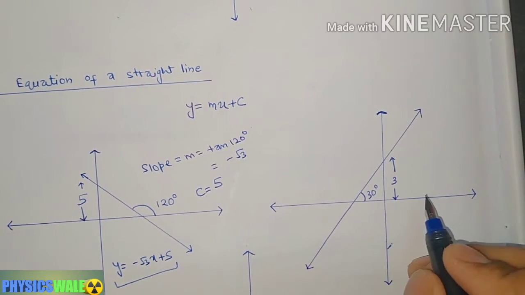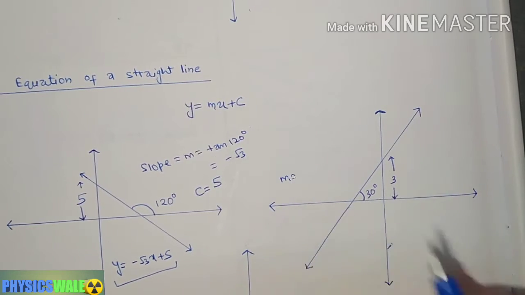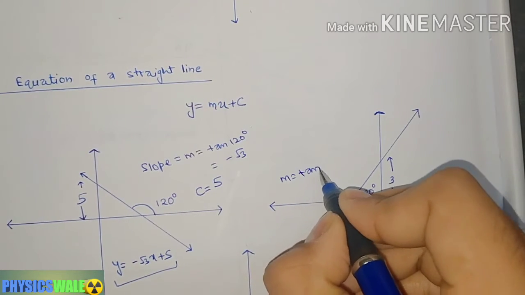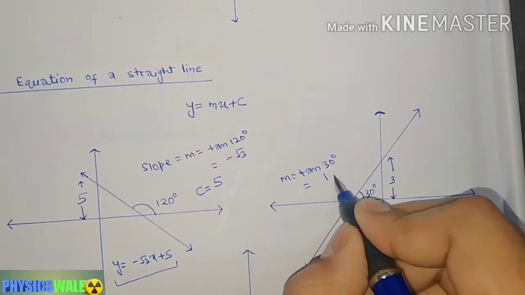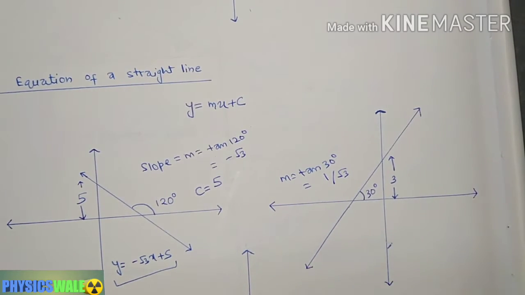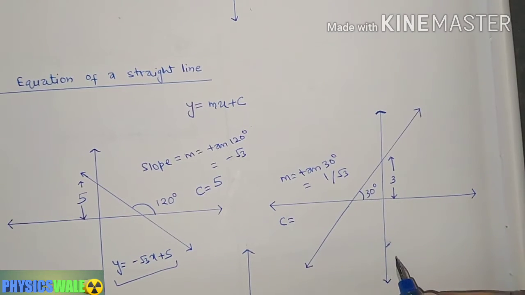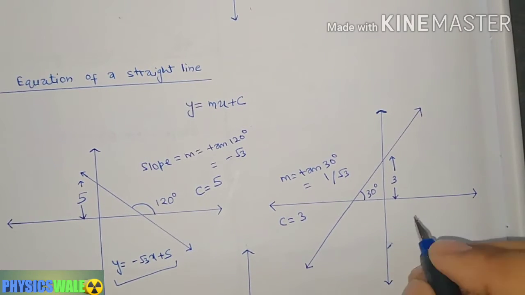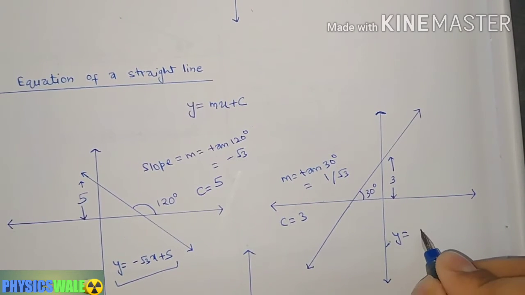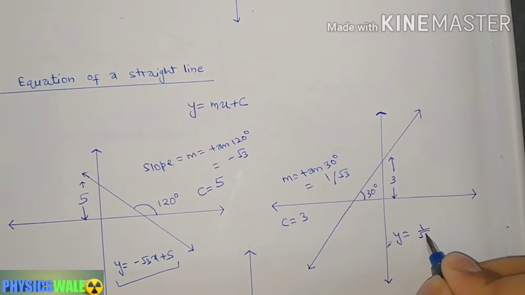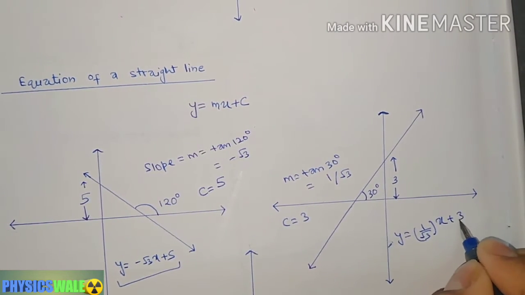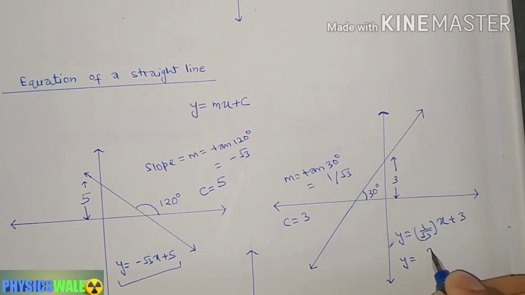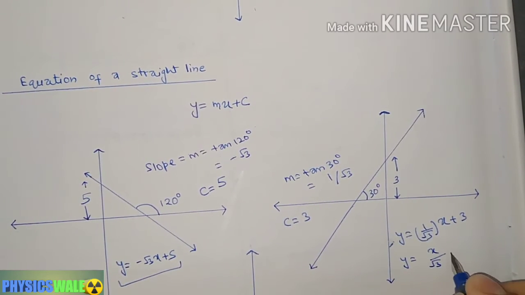For this line, the value of m is tan of 30 degrees, which is equal to 1 divided by root 3, and the value of c is positive 3. So the equation of this line is y is equal to 1 by root 3 x plus 3, or y is equal to x divided by root 3 plus 3.